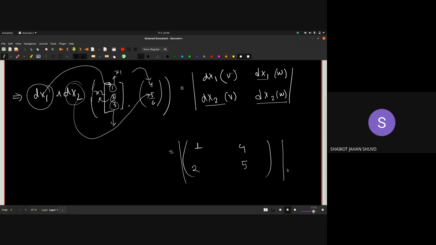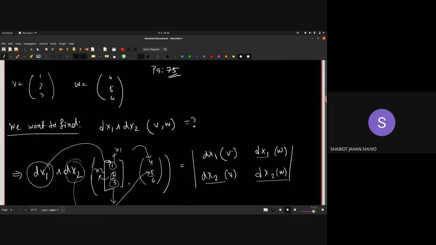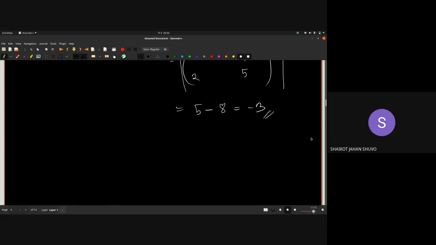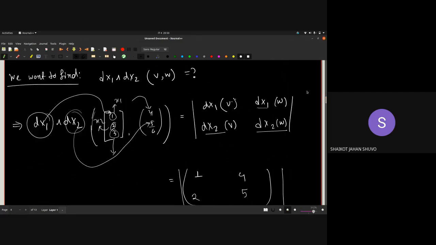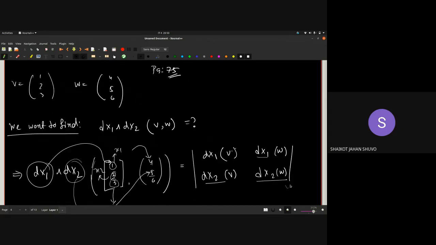And this is a determinant. And this is just what? 5 minus 4 times 2, which is 8. That is minus 3. So this is how you compute things. Okay. What does this mean? Well, it will become more clear when you see your change of variables, and you see that this is actually a Jacobian. The minus sign tells you about the orientation. 3 is a scale factor, but maybe we'll get back to that later. But for now, this is how you compute these things.